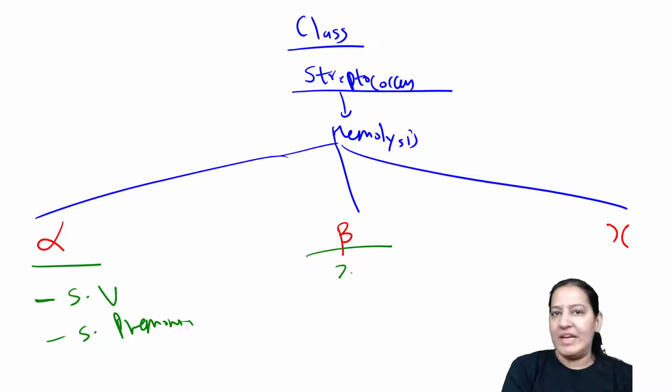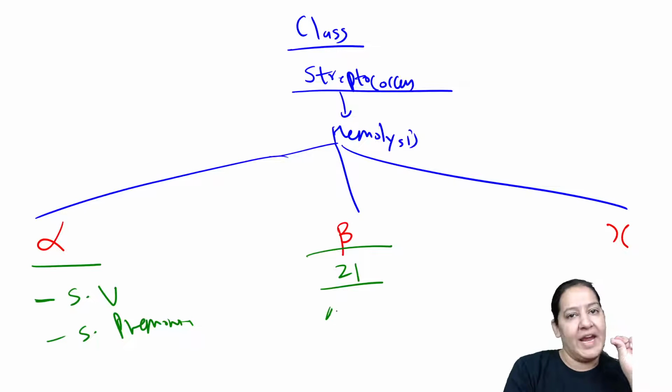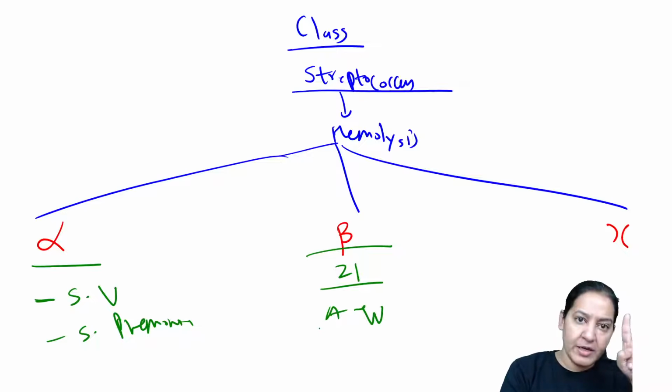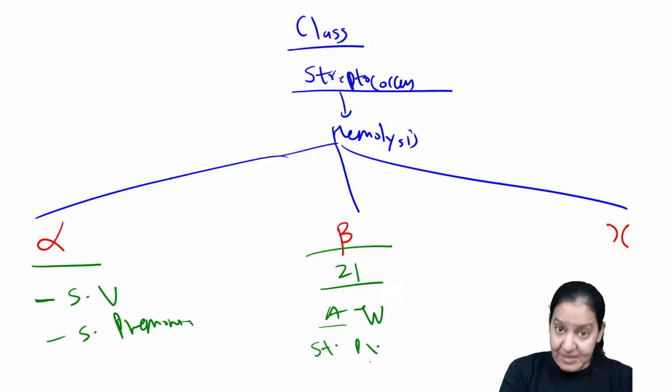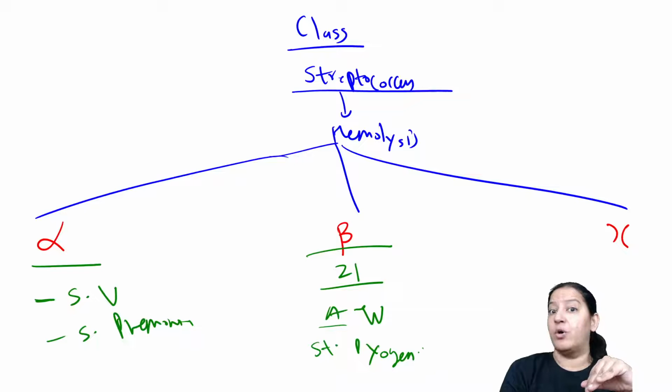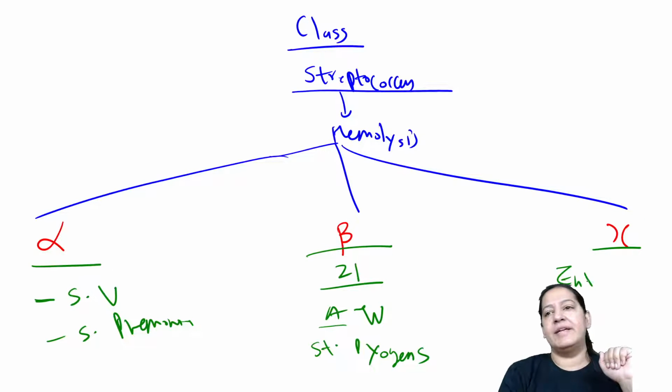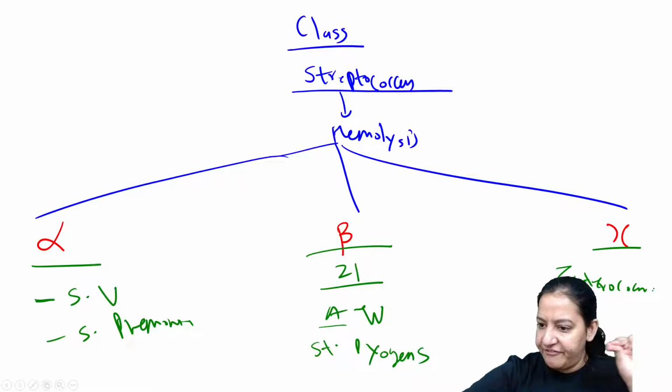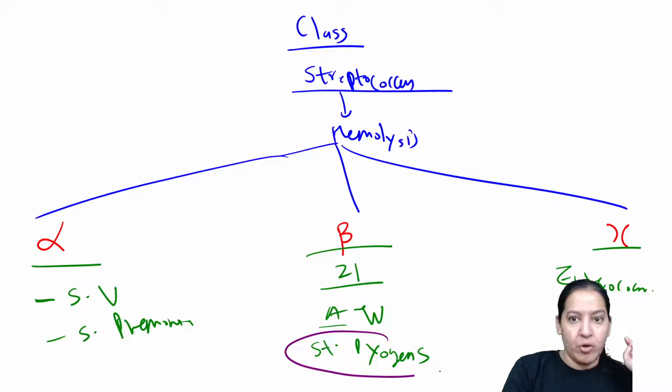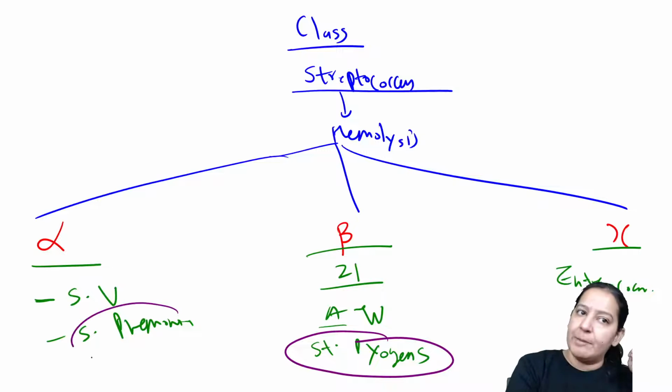In beta there are many types, groups A to W, but the most important is group A, that is Streptococcus pyogenes. That is the chapter that I am teaching you right now. And in gamma, it is Enterococcus. Now, I want to differentiate my Streptococcus pyogenes from Streptococcus pneumoniae.